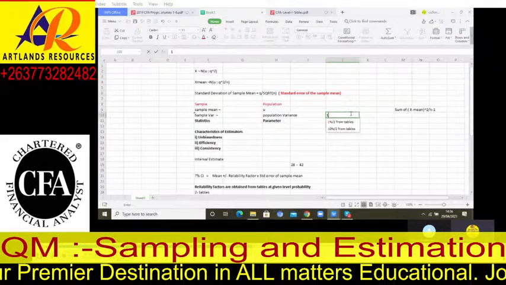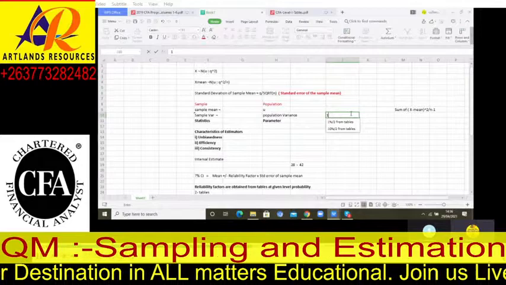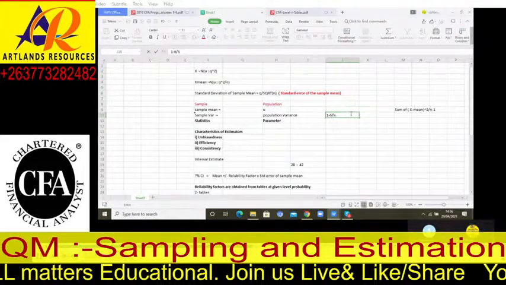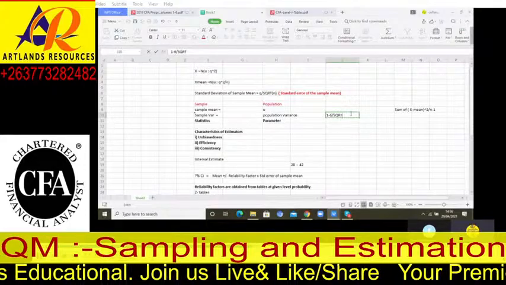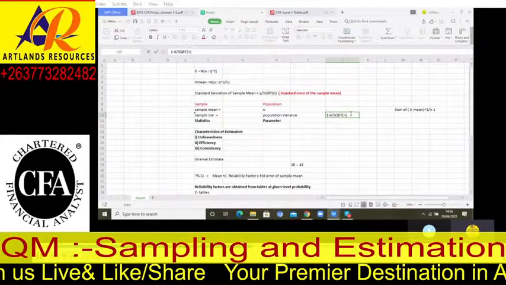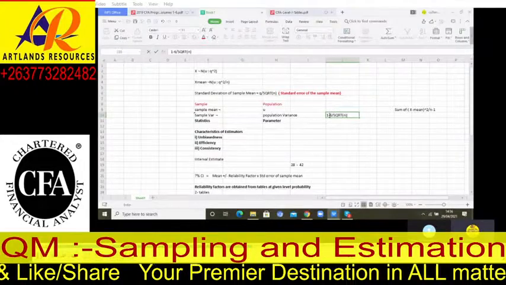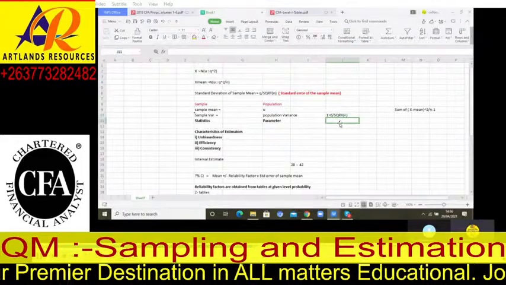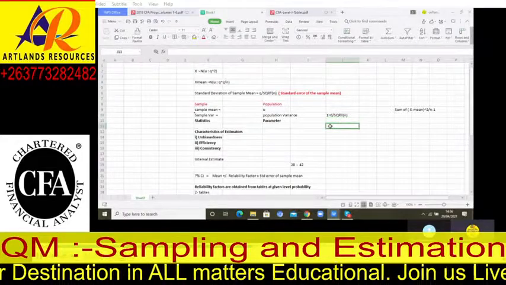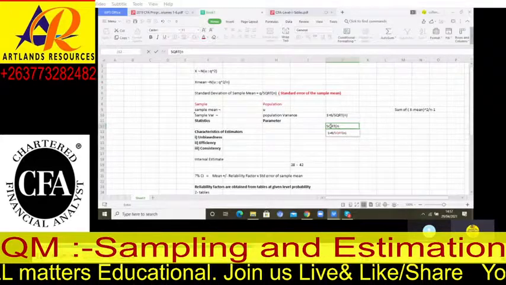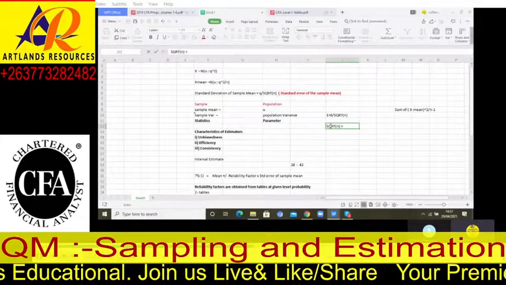They are saying the standard error of the estimate must be 1. So 1% equals 6 divided by square root of n. What does your n become? 1 equals 6 divided by square root of n. So we are now saying square root of n equals 6. Basic maths.